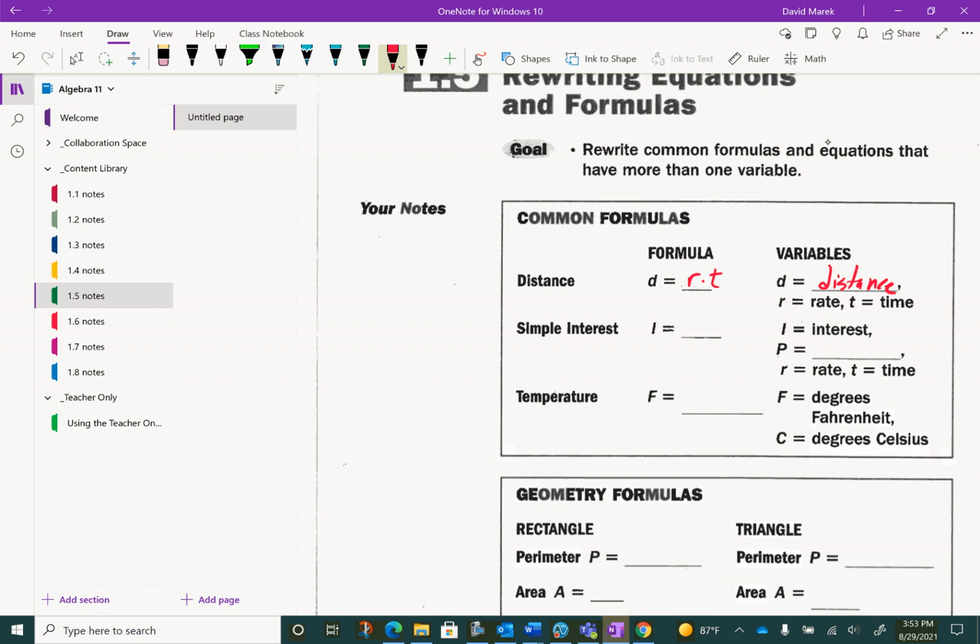Money is a very popular topic. To find simple interest, the formula is I equals capital P times R times T. The capital I is the amount of interest that you've earned. The capital P is the amount of money in the account. It's called the principal. And R is the interest rate, and T is the amount of time.